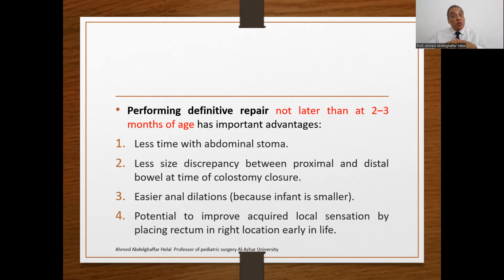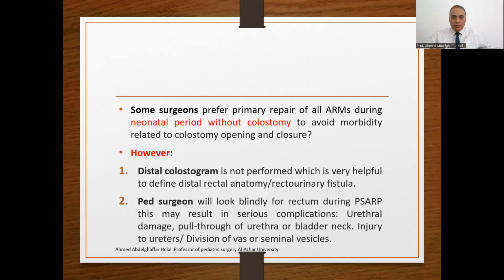Also, anal dilatation will be easy. Also, there is a potential to improve the acquired local sensation by placing the rectum in the right location early in life. So if you place the rectum in the right location early in life, even from a theoretical point of view, it seems to improve the local sensation.